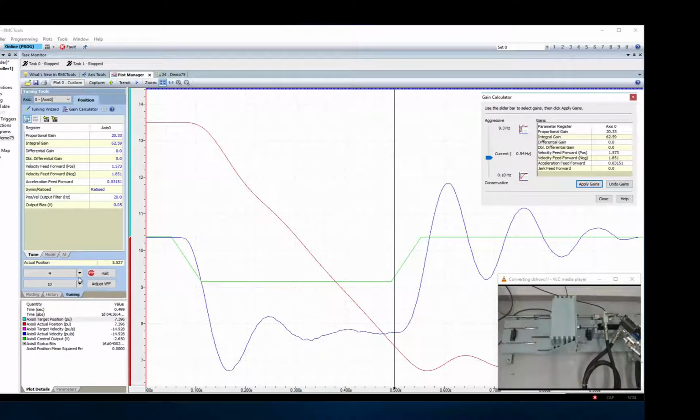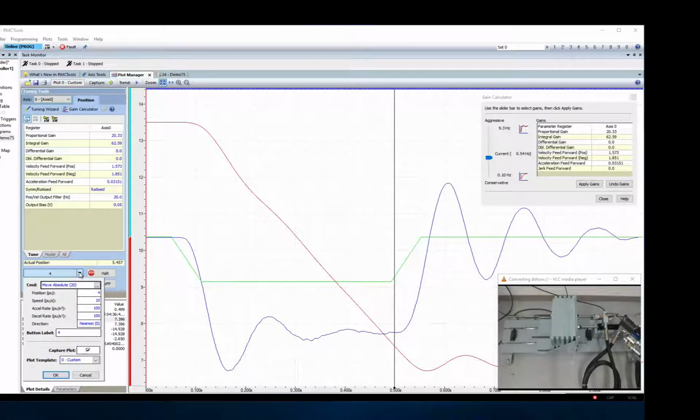So now I'm going to move it back and forth. I have the keys already set up. So I was going to move to 4 inches at 10 inches a second with an acceleration rate of 100 inches per second squared, which means it'll take a tenth of a second to accelerate. It'll take the same amount of time to decelerate.